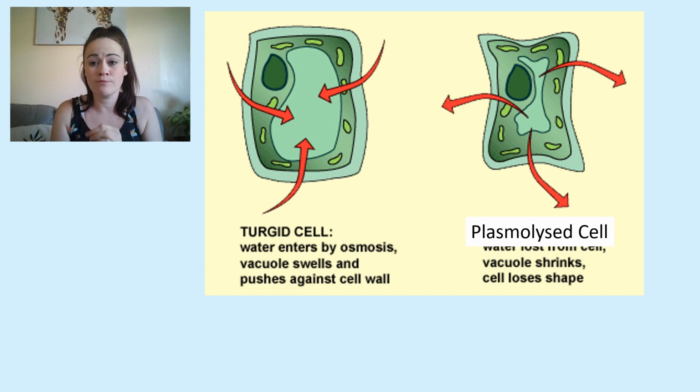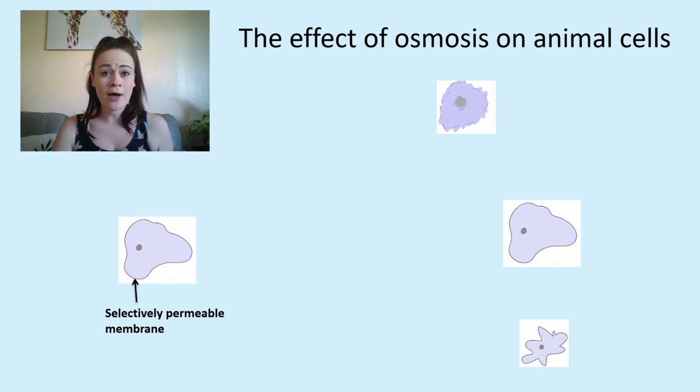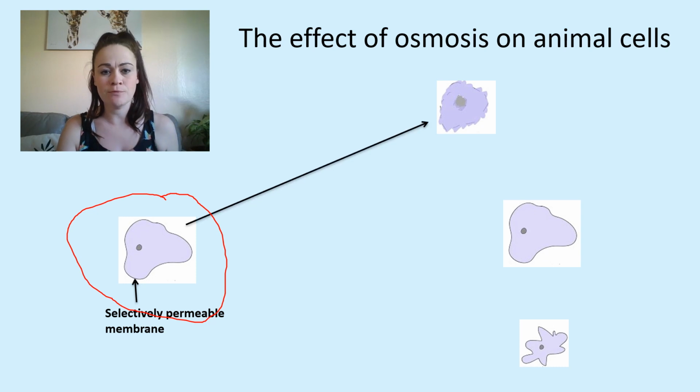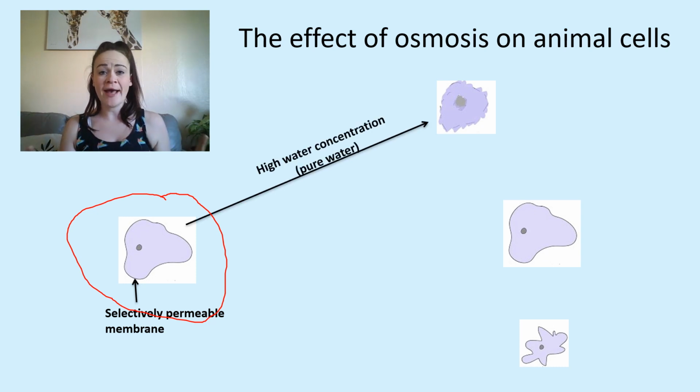But remember, they're both still rectangular. But if we look at our animal cell, here we've got our normal animal cell, and no cell wall, no vacuole, it's just got the cell membrane. If we put that into pure water, so we're going to have a high concentration of water outside the cell and a low concentration of water inside the cell. So the osmosis means that the water is going to move into the cell.